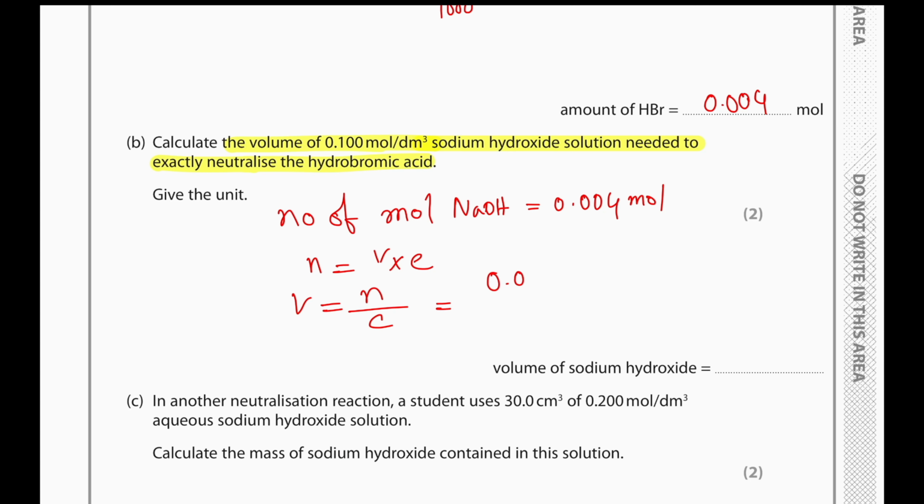Here the number of moles is 0.04. We will divide it by the concentration, which is 0.1 mol per dm cube. This will give us 0.04 dm cube, or otherwise, when multiplied by 1000, we will get 40 cm cube.